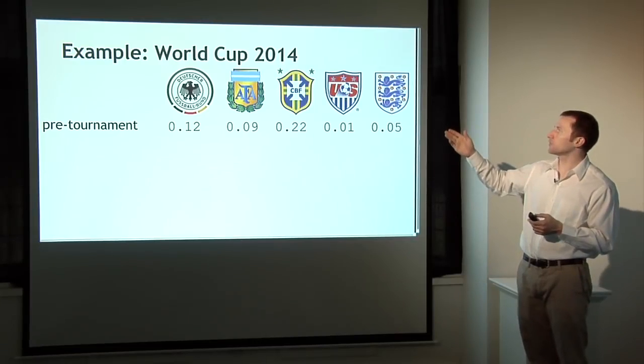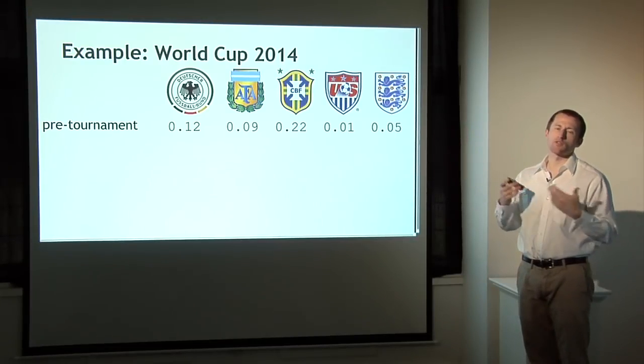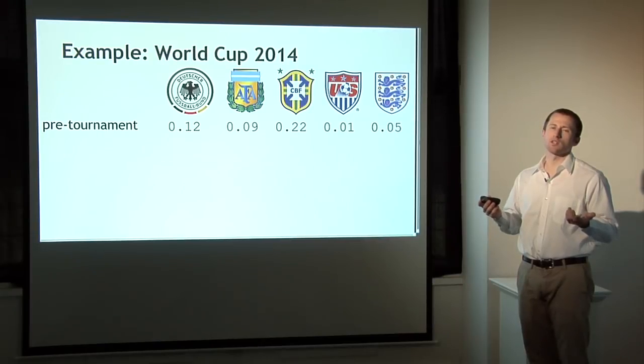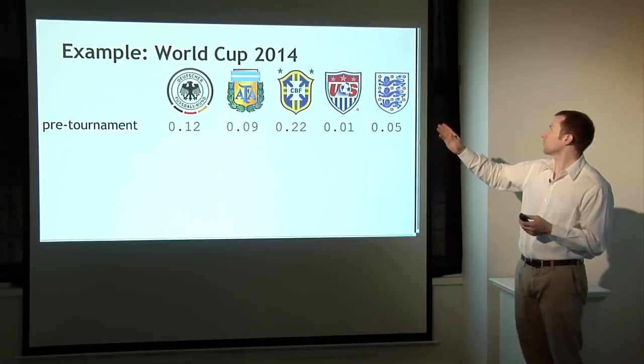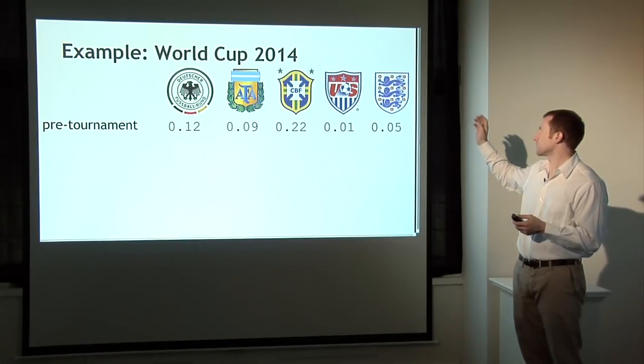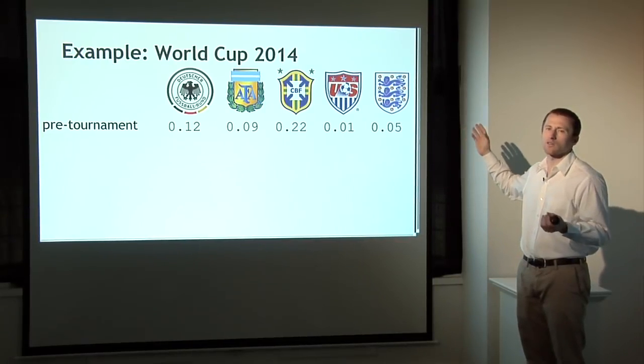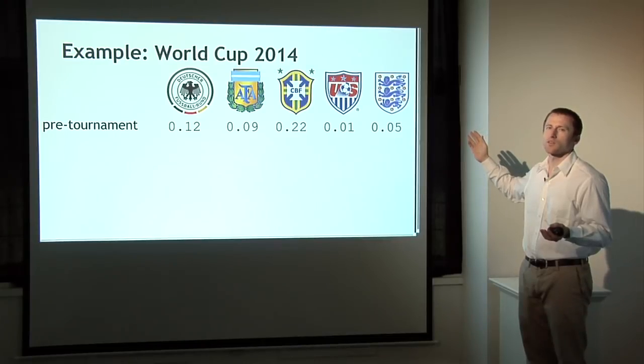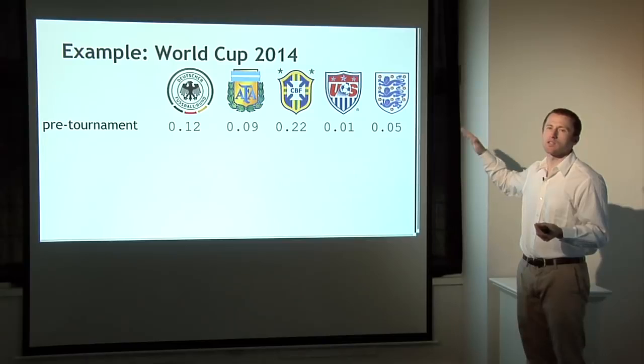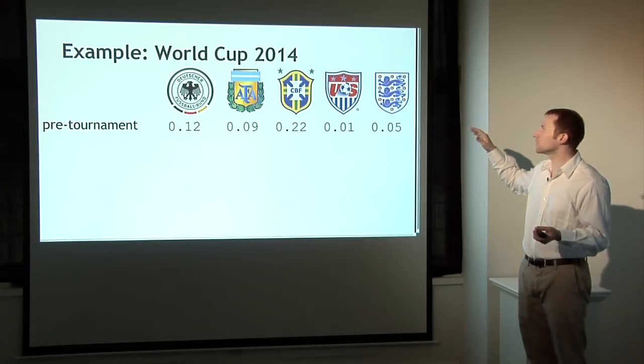So over there on the left, you can see Germany, their shares are trading for about 12 cents, which means that the market thinks they have a 12% chance of winning. And so on for Argentina, Brazil, the US, and England over here on the right, which the market gives about a 5% chance of winning.